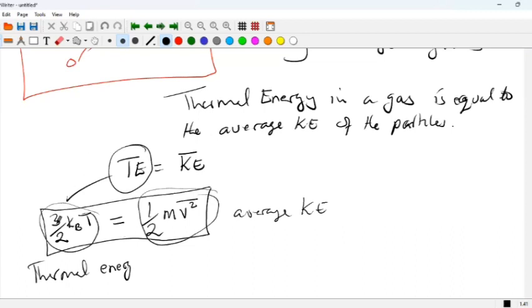I will not explain in detail how the 3 over 2 kB times T comes. I'll give this equation in the test or in the exam, because what I want is for you to simply learn that the thermal energy is equal to the average kinetic energy according to the kinetic theory of gases.